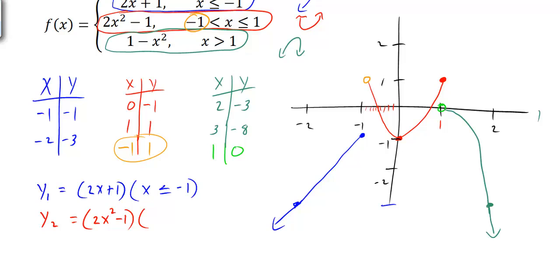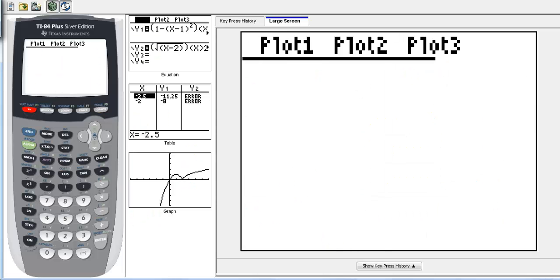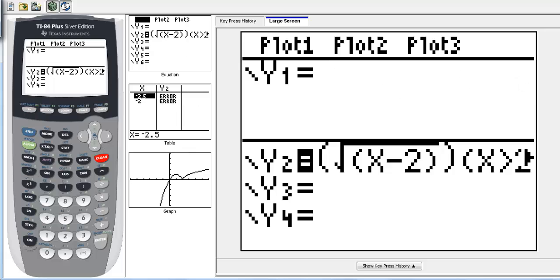Now the other part here that we have, -1 less than x, x is less than or equal to 1, the way we're going to type that in is -1 is less than x, and x is less than or equal to 1, and all that's going to go in parentheses. And then for y3, we would type 1 minus x squared, and then x is greater than 1. So if we quickly type this into the calculator, let's see, clear out our previous equation.